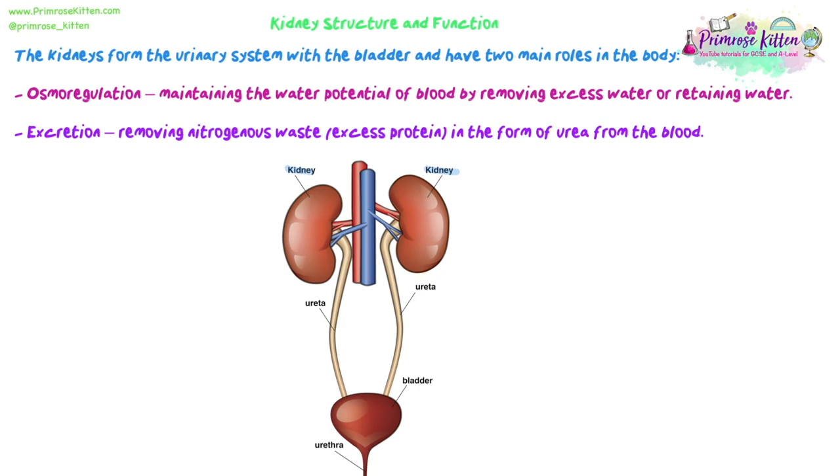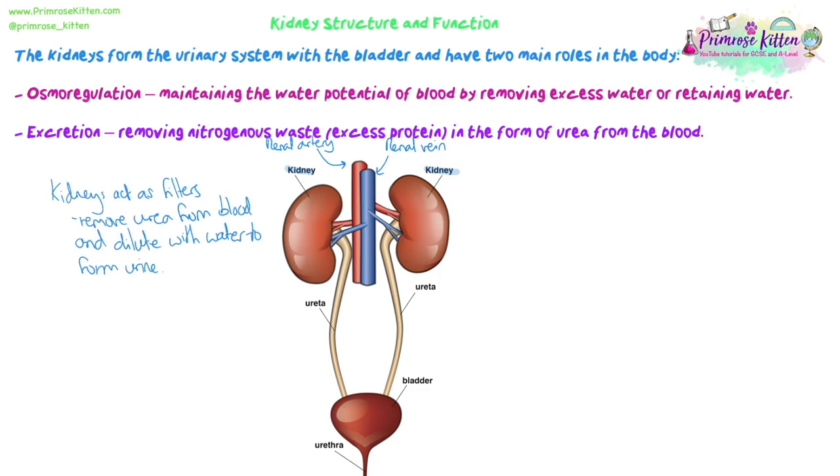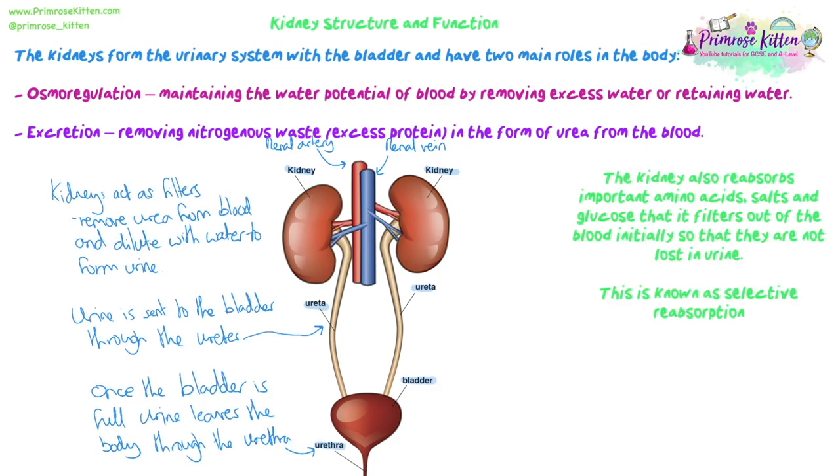They are fed in terms of blood and oxygenated blood by the renal artery, and then the waste and other things from the kidney tissues are removed through the renal vein. The filtration process initially removes a lot of things, including urea, but we don't want all of that to leave the body because some of it is very useful. So we need to reabsorb that and make sure that that doesn't get lost in our urine. And that process is known as selective reabsorption. And then the other process is obviously the osmoregulation and to do with water as well.